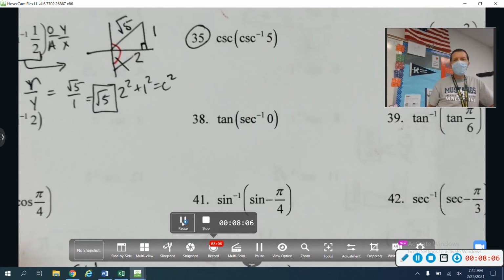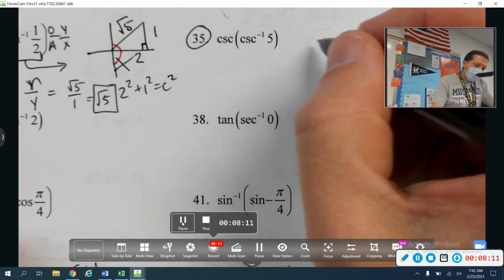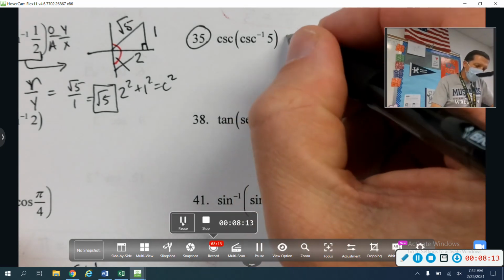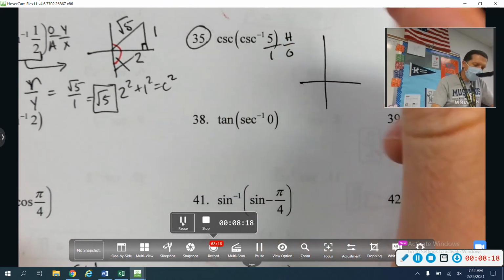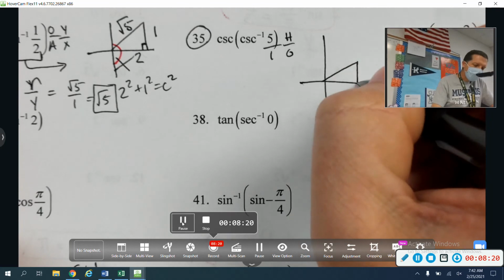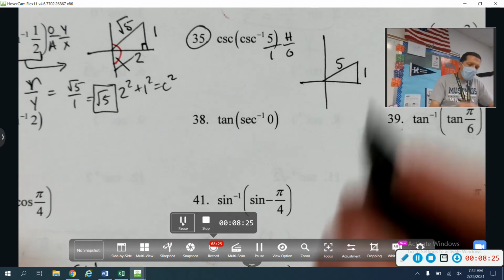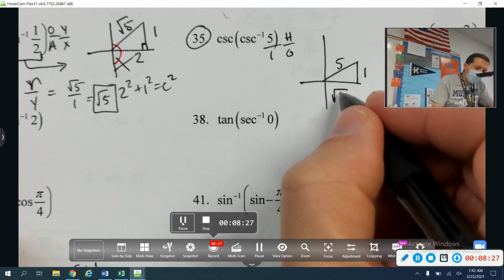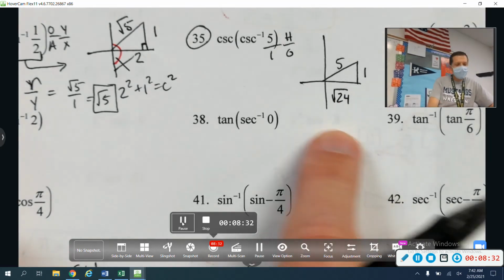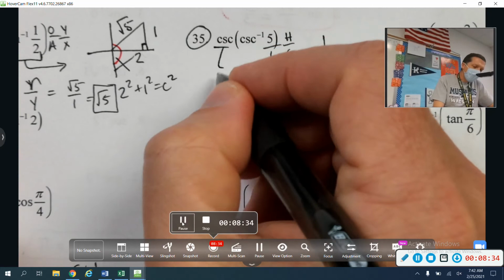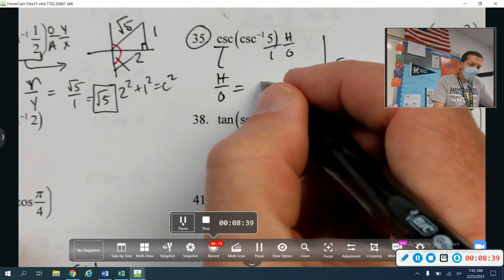35, a cosecant of the inverse cosecant. Let's see, cosecant goes with sine, so that's h over o. It's positive, so I know it's quadrant 1. Hypotenuse is 5, opposite is 1. The missing side is square root of 24, 25 minus 1, which reduces, but I'm not going to reduce it yet because I'm peeking ahead. Cosecant is hypotenuse over opposite, which is 5 over 1.